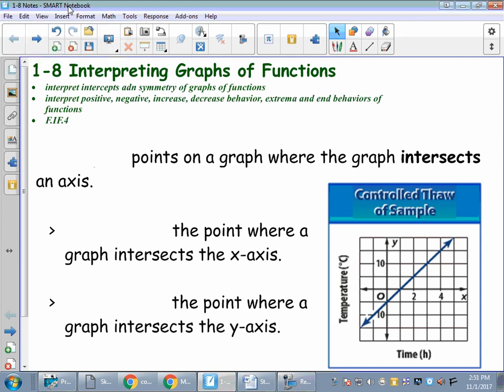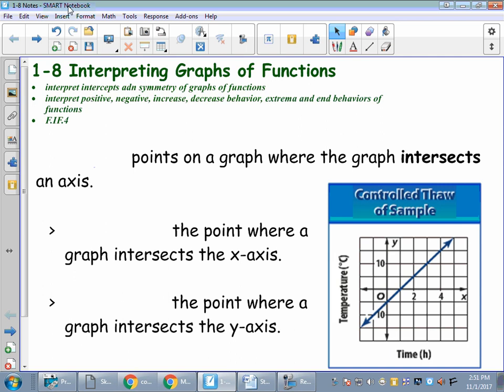These are your 1-8 notes on interpreting graphs of functions. So we've graphed a little bit with lines, and this just seems like a good place to put this concept. It was in chapter 1. It just seemed a little too early, because you really hadn't graphed anything yet. So some of this stuff's going to seem like review, and then other stuff's going to be brand new vocab.